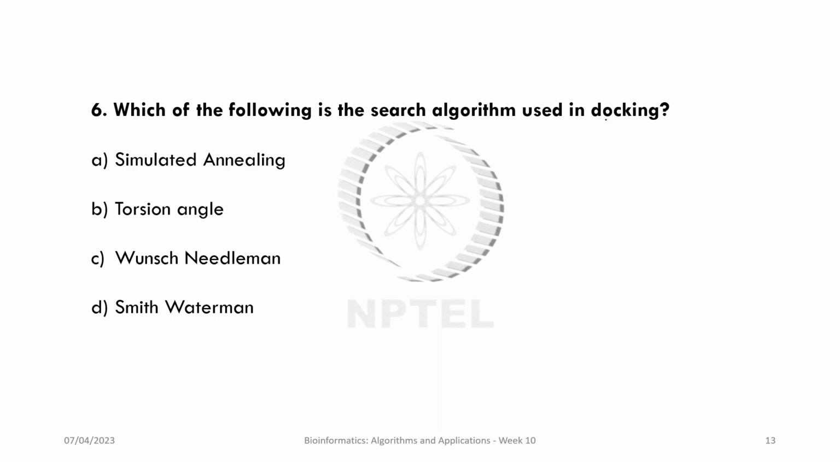To start with, torsion angle is not an algorithm, so you can check the option right away. Wunsch, Needleman, and Smith-Waterman are sequence alignment algorithms, right? Whether it is local or global. So the only algorithm that is used for searching in docking amongst the given options is simulated annealing. Option A is right.